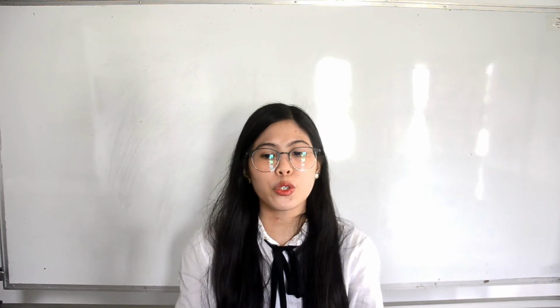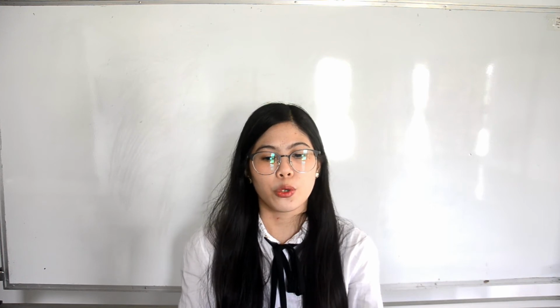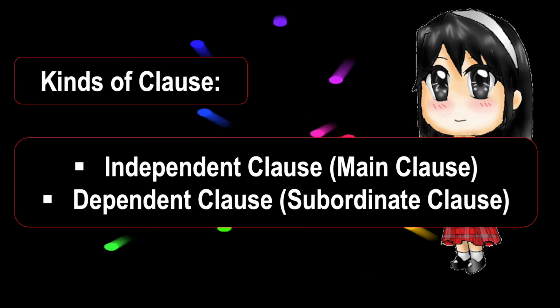Now there are two kinds of clause that we are going to discuss today. So we have independent clause, which is also called as the main clause. And we also have the dependent clause, also called as subordinate clause. Now what is an independent clause?